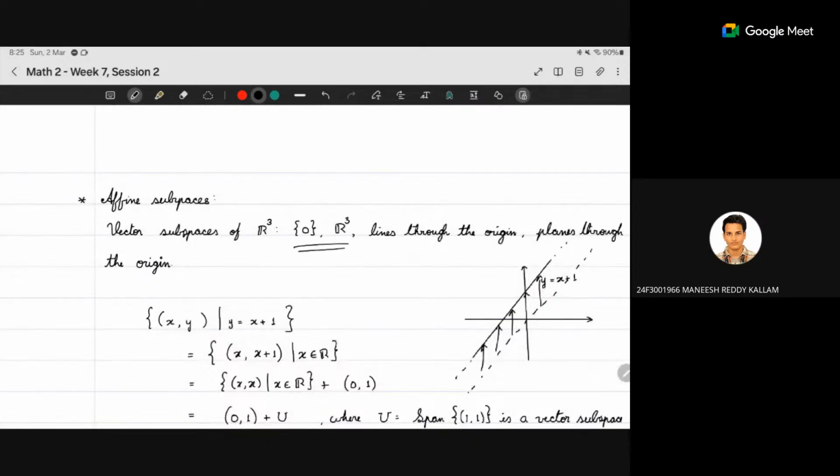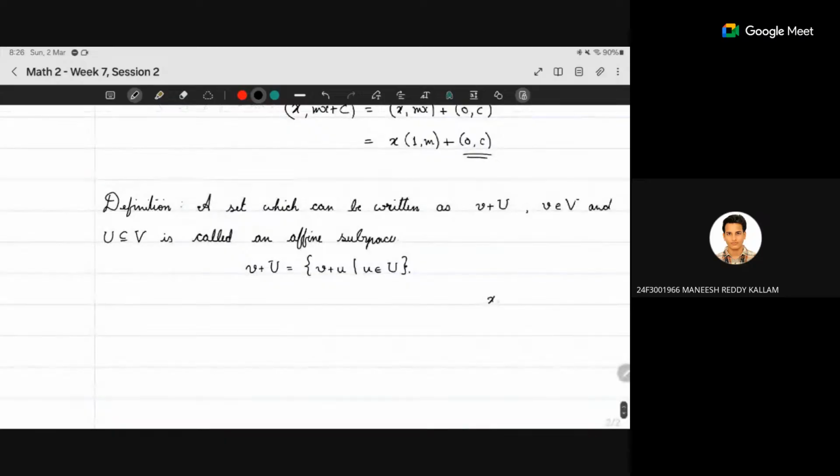Trivial subspaces is generally used for the zero subspace and the whole space. So you can take lines and translate them, planes and translate them. Take, for example, x is equal to 1. Example, in R3, you have x, y, z, x is equal to 1.